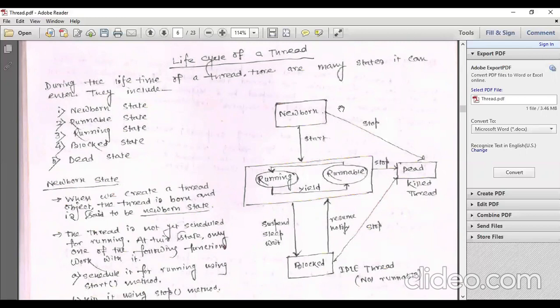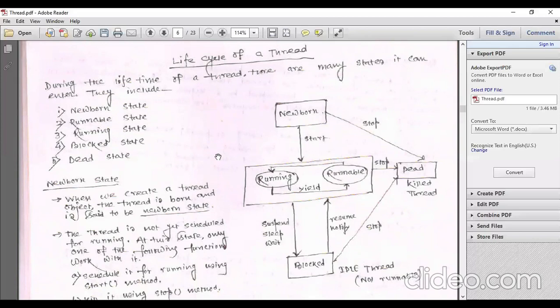So once again I am repeating, the first state is the newborn state of a thread. Second is basically the running state. It can be decomposed into two parts. One is running, another one is runnable. Why it is decomposed, I'm coming to that point later on. Another one is the block state and another one is the dead state. So the states of the life cycle of a thread can be defined in these 5 steps: newborn state, runnable state, running state, block state, and dead state.